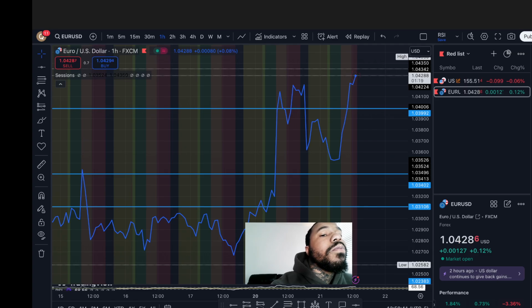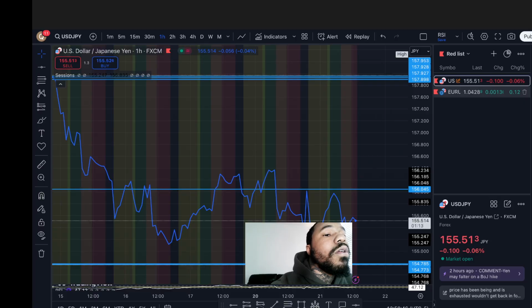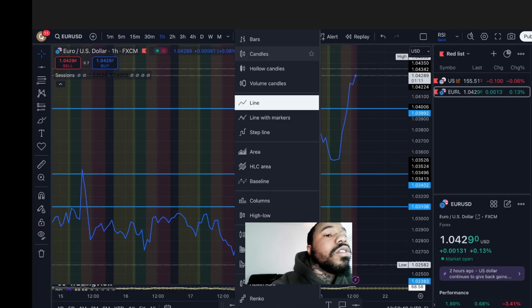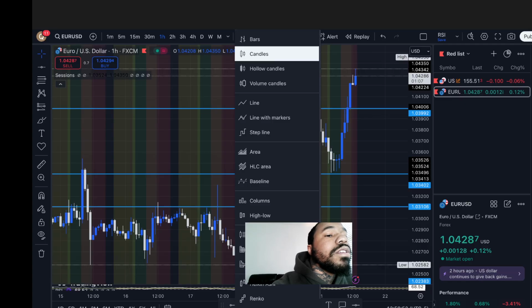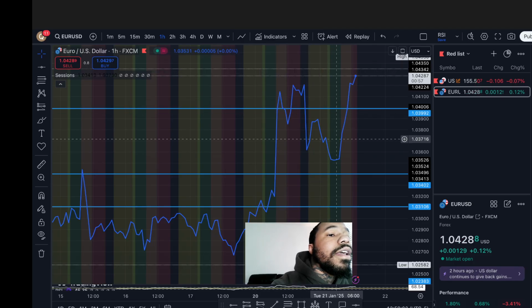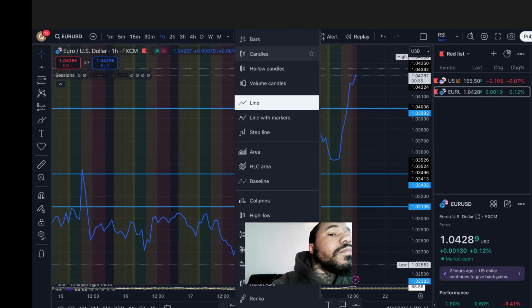Over here we have the pairs that we're trading. As you can see right now, I only have 2 pairs on here, because I'm only trading 2 pairs right now. So right here, this is where you can flip through your chart types. You have candlesticks, you have lines. There's different ways you can just look at the chart. So I pretty much stick to candles and lines. This is the line chart right here, and this is the candlestick.